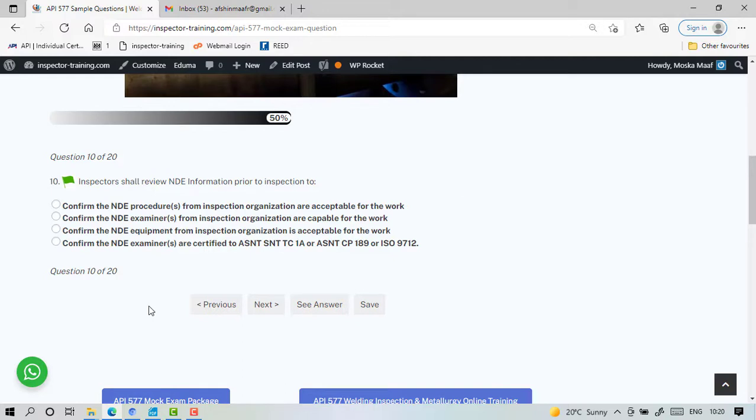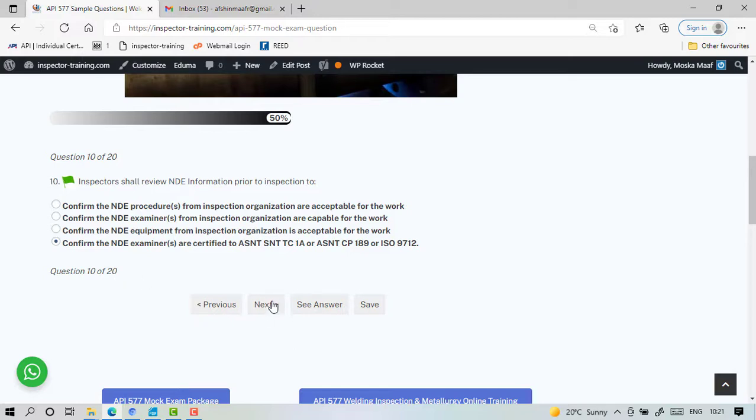Inspectors shall review NDE information prior to inspection to confirm NDE procedures for inspection are acceptable, examiners are capable for the work, and equipment from the inspection organization is acceptable for work. So the right answer would be confirm the NDE examiners are certified to ASNT SNT-TC-1A or CP-189 or ISO 9712. So this is all you need to know.